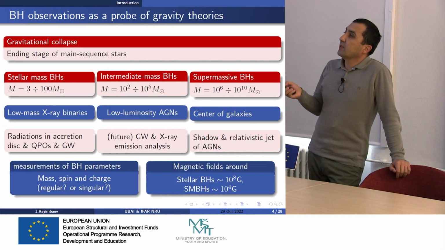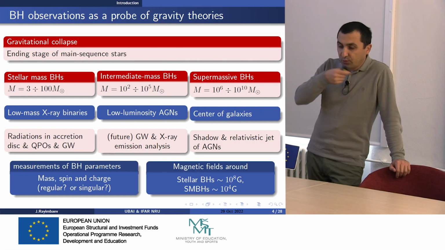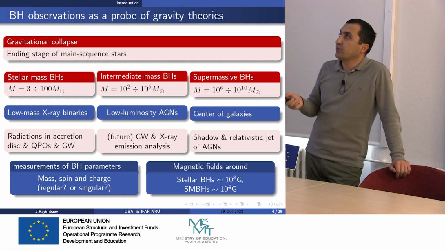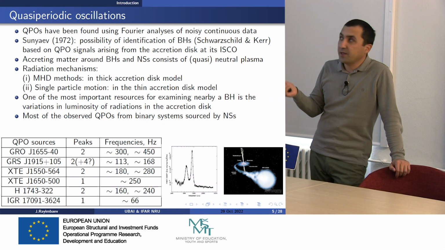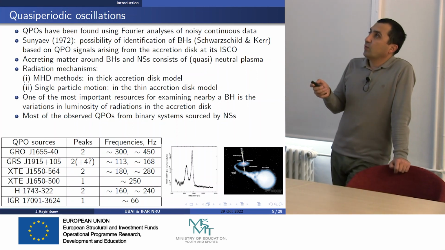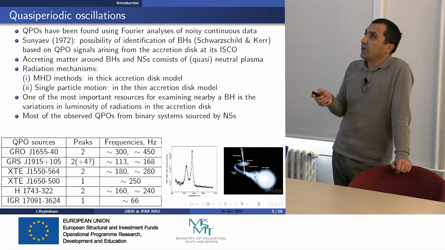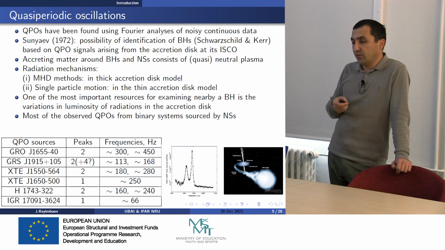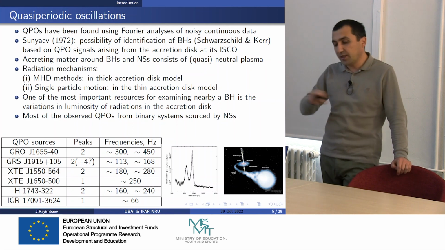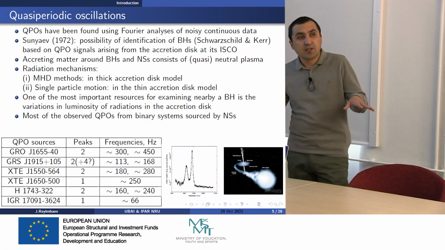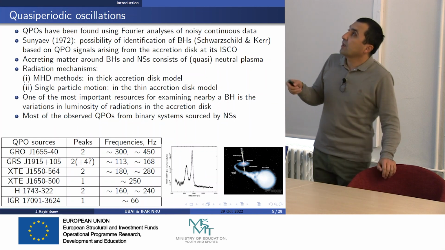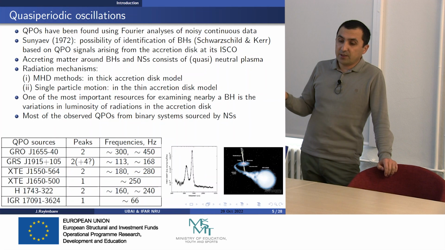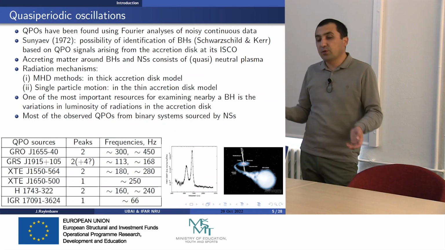here I will stop. I will show how to test the spacetime around black holes using the quasi-periodic oscillations data and the shadow size. Actually, the quasi-periodic oscillation signals have been found using Fourier analysis of noisy data, which is obtained in the accretion disk radiation. And in the accretion disk, we know it is purely model dependent.